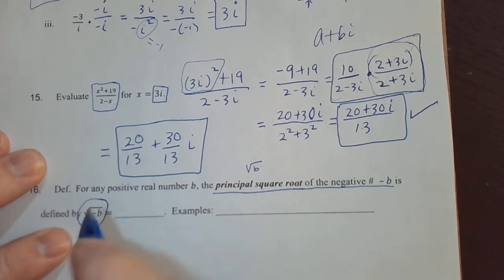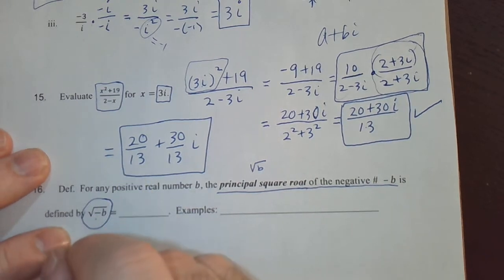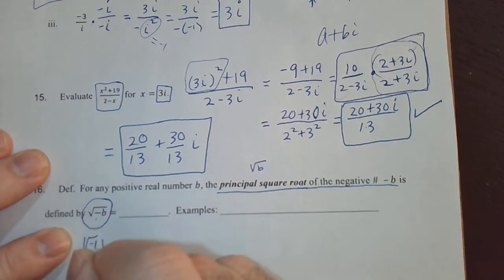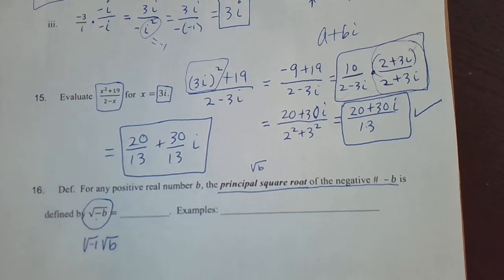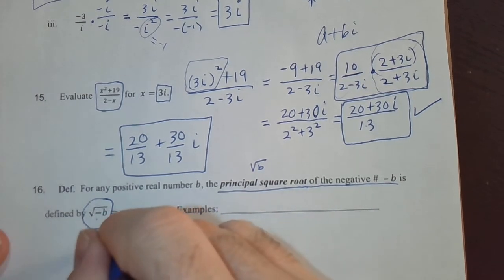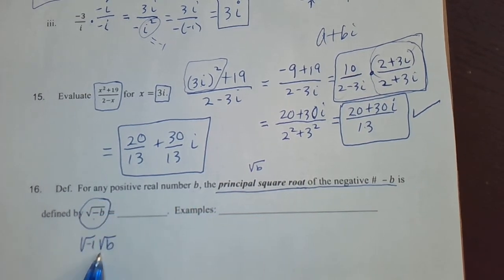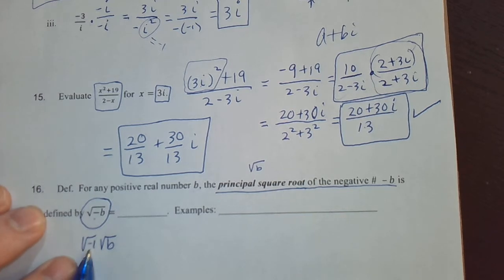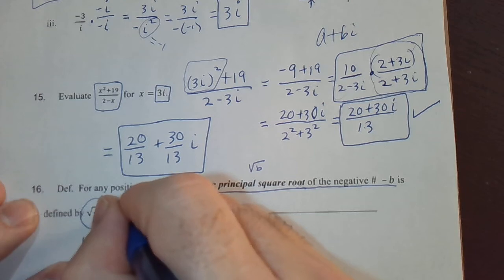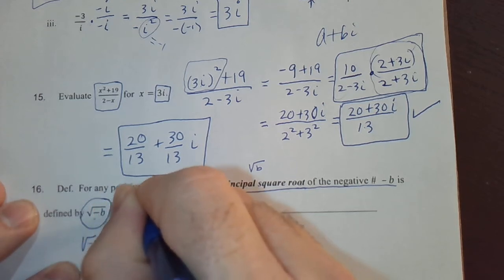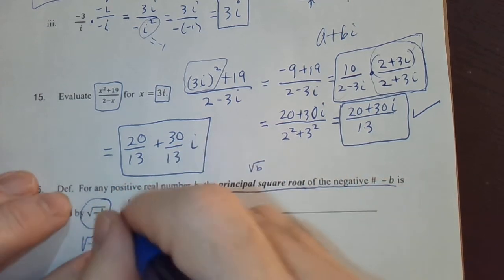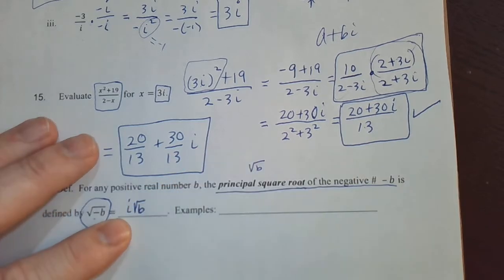Remember we said earlier that that is equal to radical negative 1 times radical b. We didn't use that one exactly, but something similar. And radical negative 1 is an i. That's equal to i. So this is equal to i radical b, or you could write it radical b i.